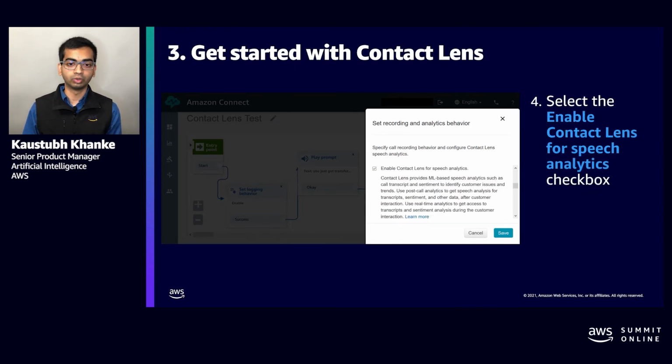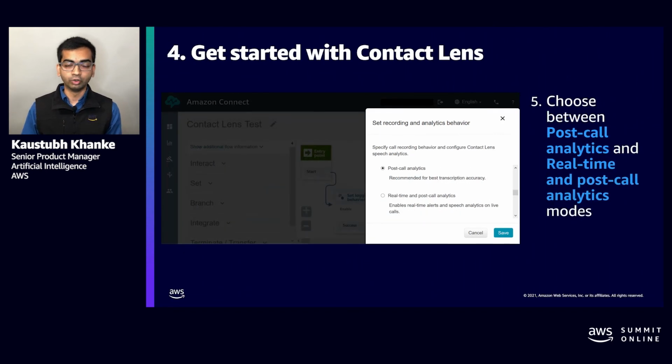The next step is to select the Enable Contact Lens for Speech Analytics checkbox. Once you've selected that checkbox, you then get the opportunity to choose between either post-call analytics or real-time and post-call analytics modes. With post-call analytics, Contact Lens only analyzes call recordings after a call has completed. Whereas with the real-time and post-call analytics mode, you get the added advantage of using real-time analytics while all live calls are ongoing. You can switch back and forth between these two modes anytime.